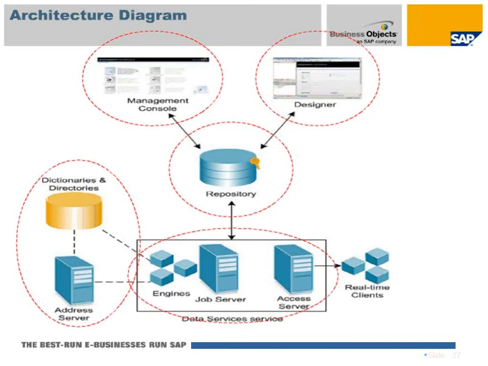The architecture of SAP's data services consists of the repository as a central component connected to different servers, which is basically called the data services service, consisting of the access server, the job server, and the engines. The job server is primarily used for batch jobs and the access server for real-time jobs. The engines are used for cleansing purposes. So data quality is handled using the engines.